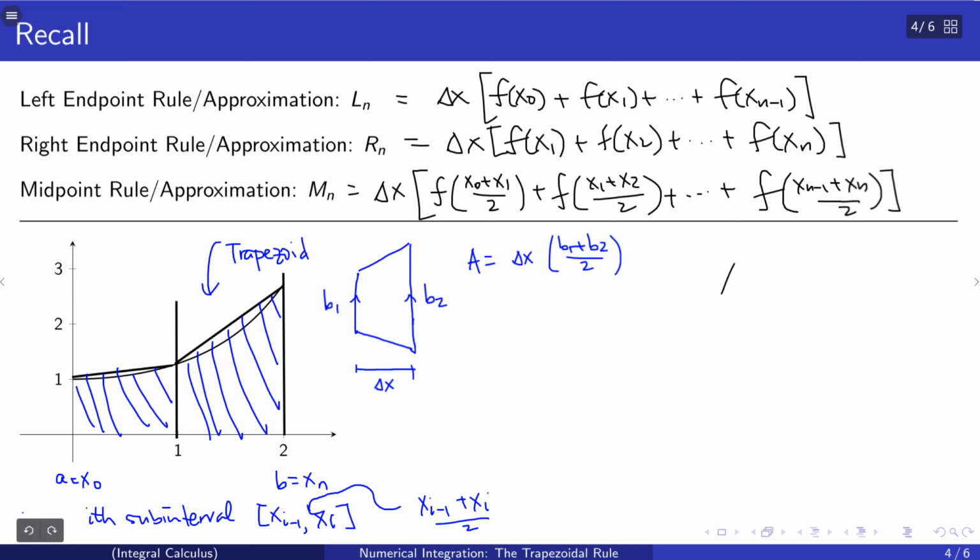You probably remember this formula as something like this instead, from high school or from grade school: b1 plus b2 over 2 times h. But here it's on its side, and you have delta x as the width.